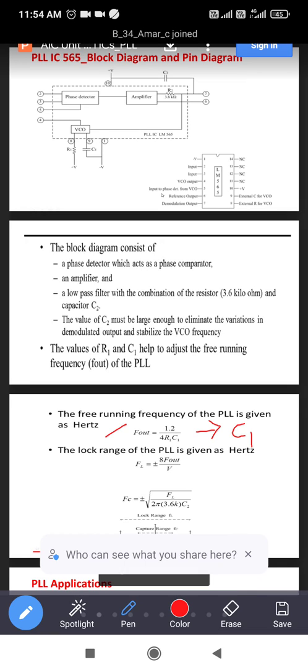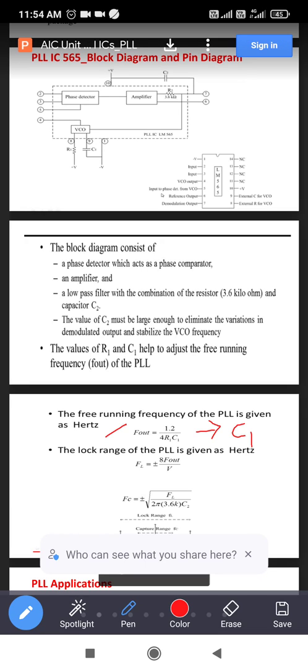But what is the range of R1? R1 should be less than 10 kilo ohm. R1 should be less than 10 kilo ohm. So the value should be in that range. Okay.